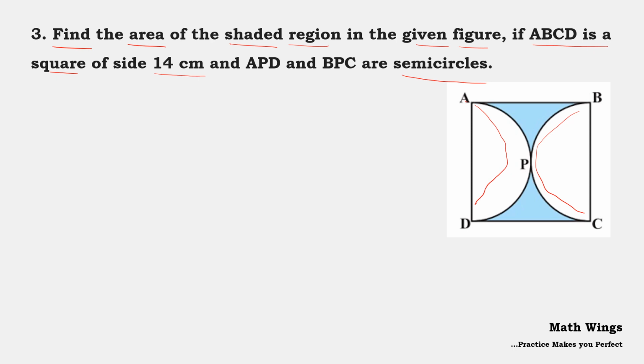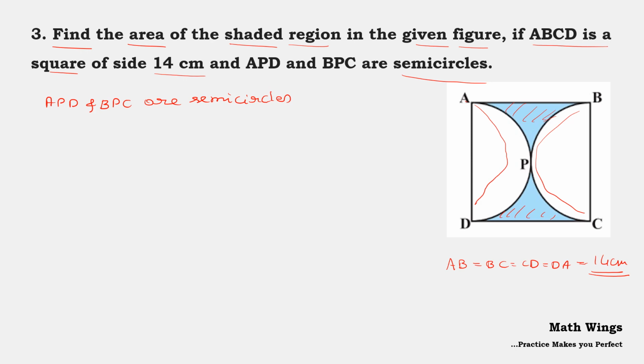So what are the properties of the square? Square is nothing but all the sides are equal. That is AB is equal to BC is equal to CD, that is equal to DA, which is equal to 14 centimeter. Also, what they are saying? A, P, D and B, P, C are semicircles. Correct? Now, if you observe, we have to find the area of the shaded region here.